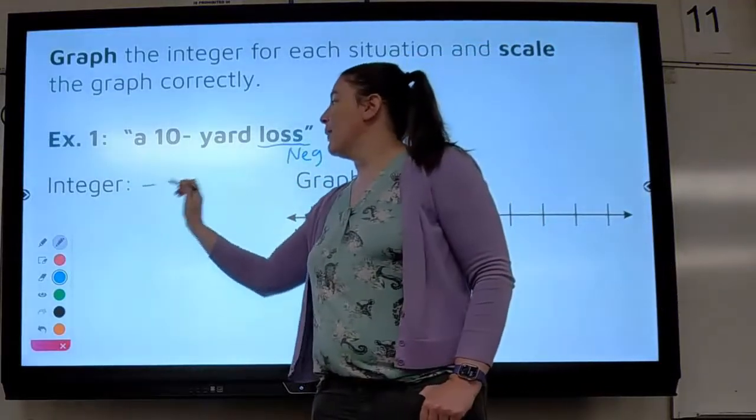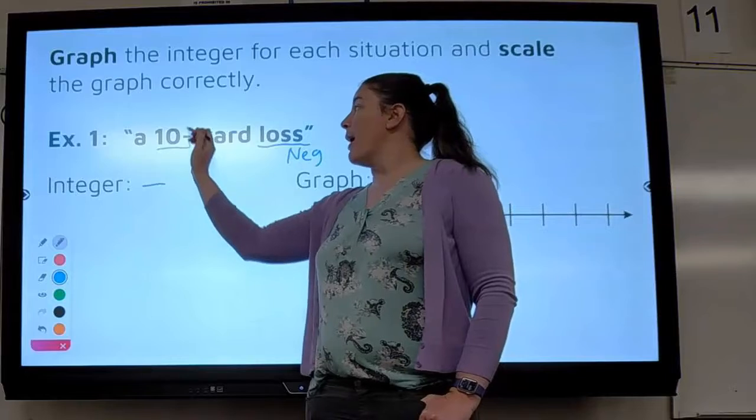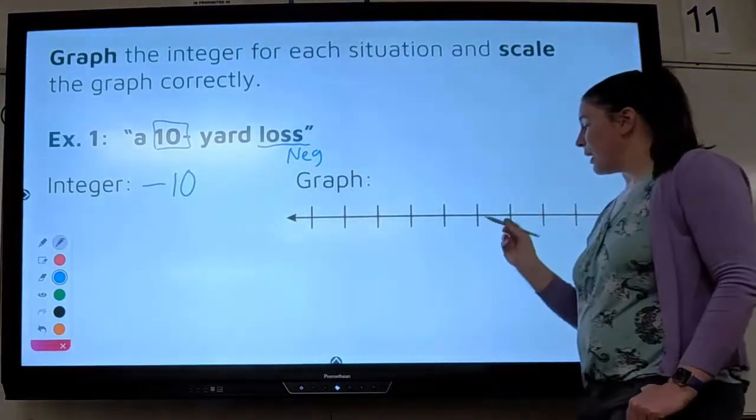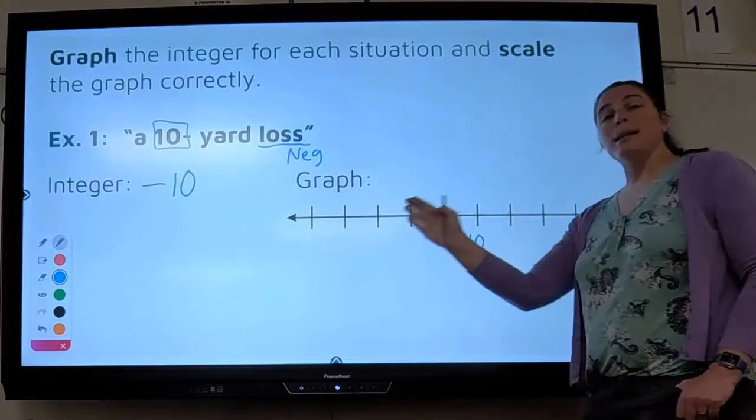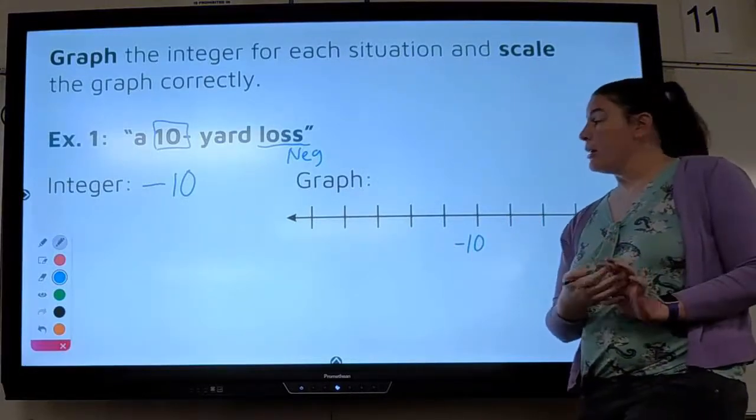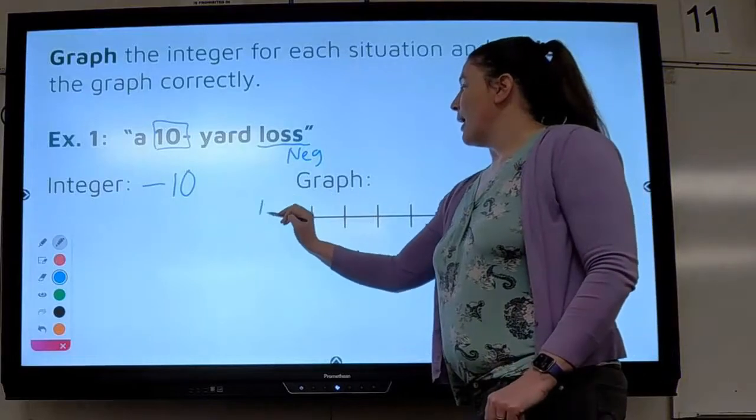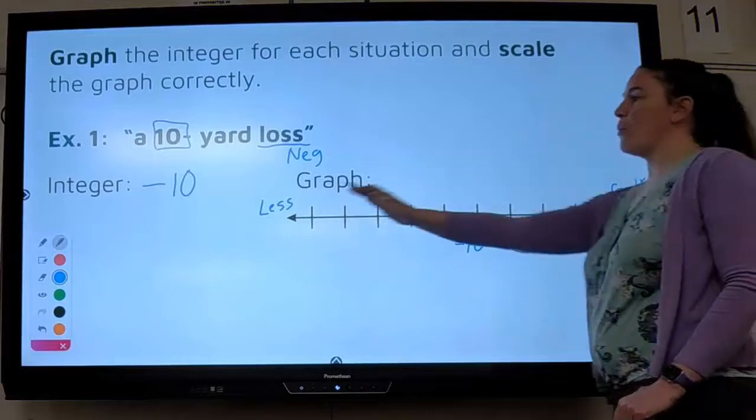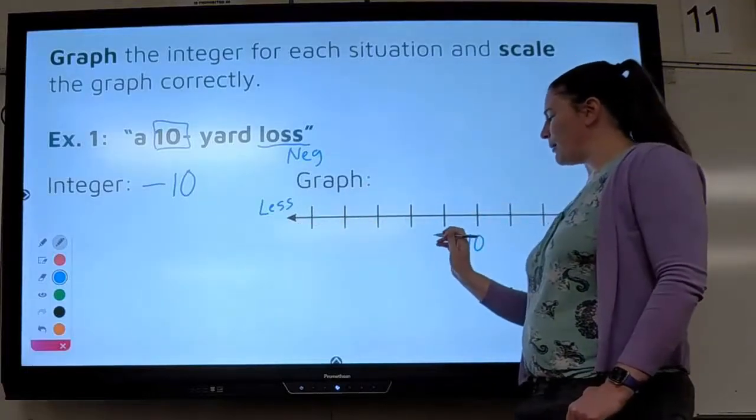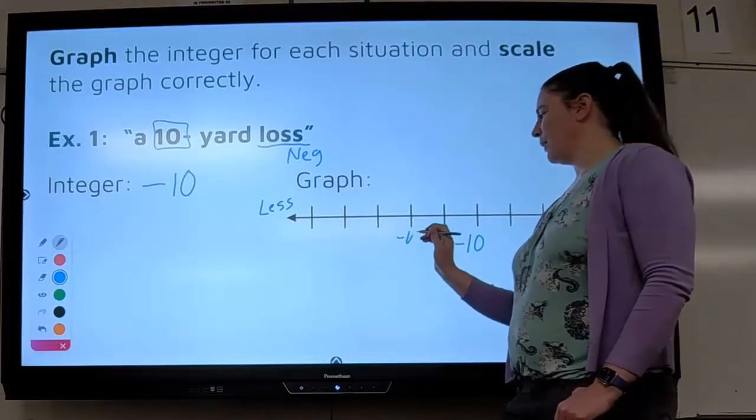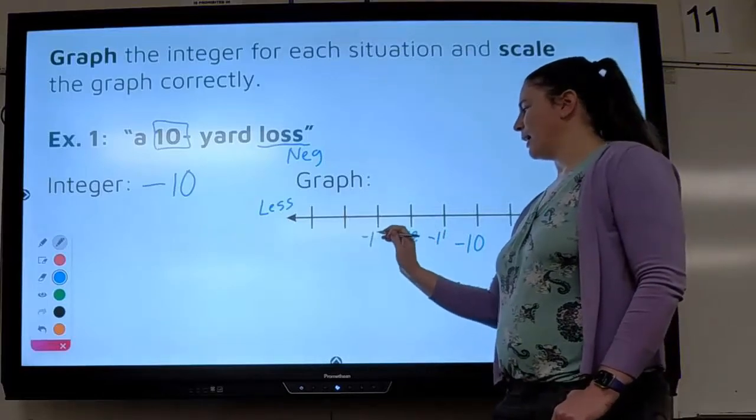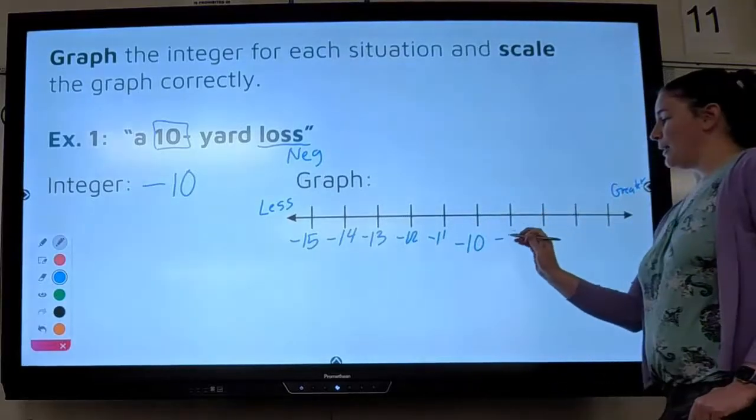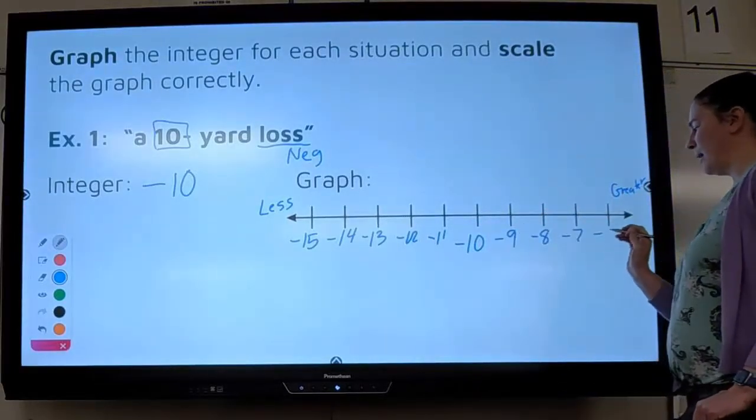So I'm going to put my negative here for my integer, and then I use my number, so it would be -10. To graph, I like to put -10 here. You can skip count by ones, you can skip count by twos, right? Just remember that this side is less, and this is the greater or more negative. So I'm going to get more negative as I go this way. So I'm just going to count by ones this time. So -11, -12, -13, -14, and -15. Then this would be -9, -8, -7, -6.